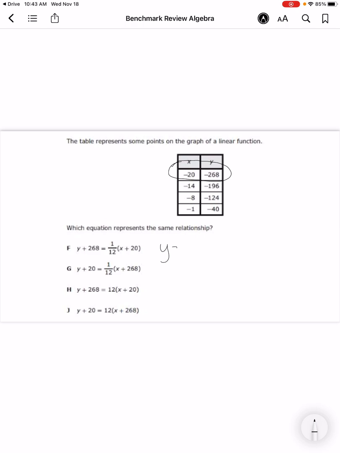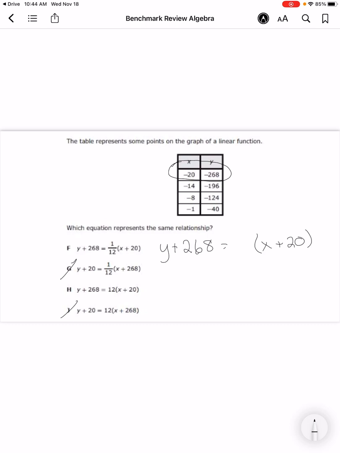So y minus negative 268 is really y plus 268 equals m. And then we would have to find the slope. And then we know that the next part would be x minus negative 20, which turns into x plus 20. So we need y plus 268. So this one's out, G's out, and J's out.